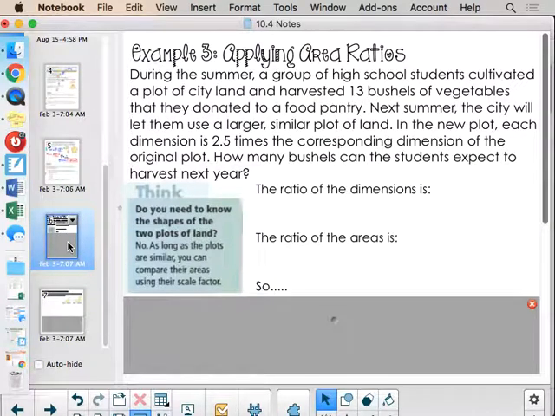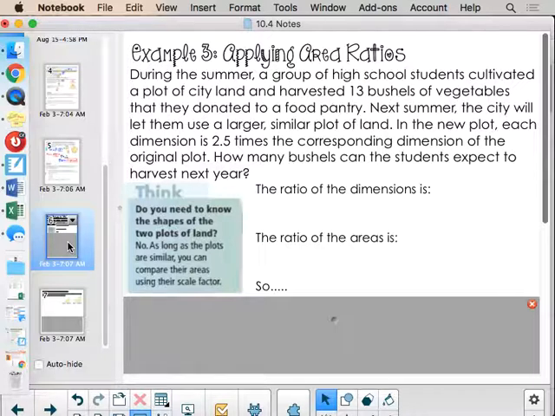All right, so now I'm going to do example 2, but with some words associated with it, making it a little bit of a real-world problem. During the summer, a group of high school students cultivated a plot of city land and harvested 13 bushels of vegetables that they donated to a food pantry. Next summer, the city will let them use a larger, similar plot of land. There's that key word. I saw the word similar, so I know I'm in section 4. In the new plot, each dimension is 2.5 times the corresponding dimension of the original plot.